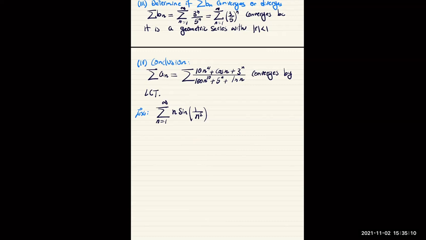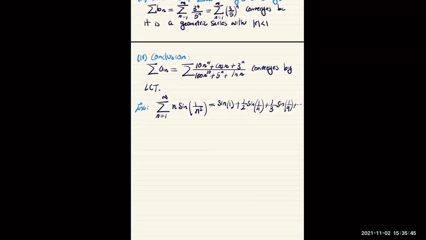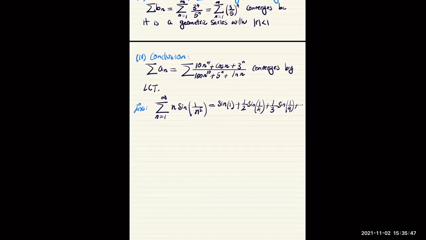If you want to expand this for a little bit, let me just expand. If I plug 1 in, I just get sine of 1. Next term will be 1/2 sine 1/2 squared, so that's 1/4. Next one will be 1/3 sine of 1/9, and so on. We want to know if this thing converges or diverges. But again, you see sine of 1 over something, limit comparison, because sine of 1 over n compares to 1 over n.